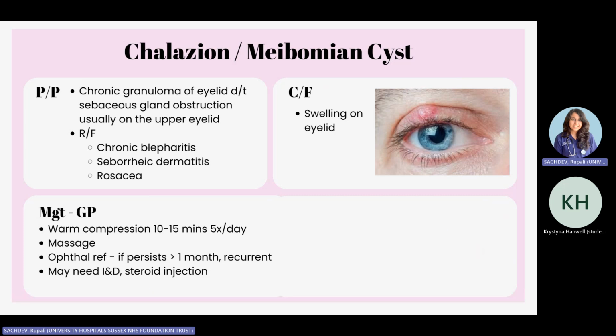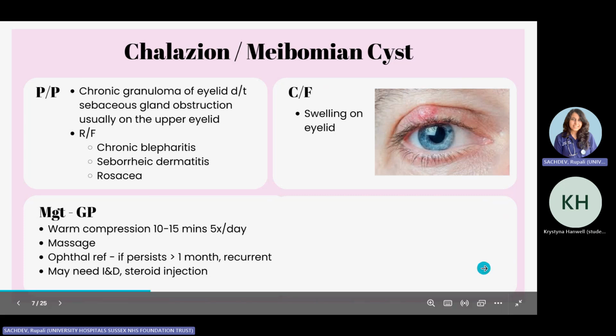Treatment is similar: warm compression, and they massage the area. If it doesn't resolve for over a month, or if the person keeps getting chalazions over and over again, they need to be referred to ophthalmology because they might need incision and drainage if it's a large chalazion, or they might need steroid injections to bring down the inflammation and reduce the size.